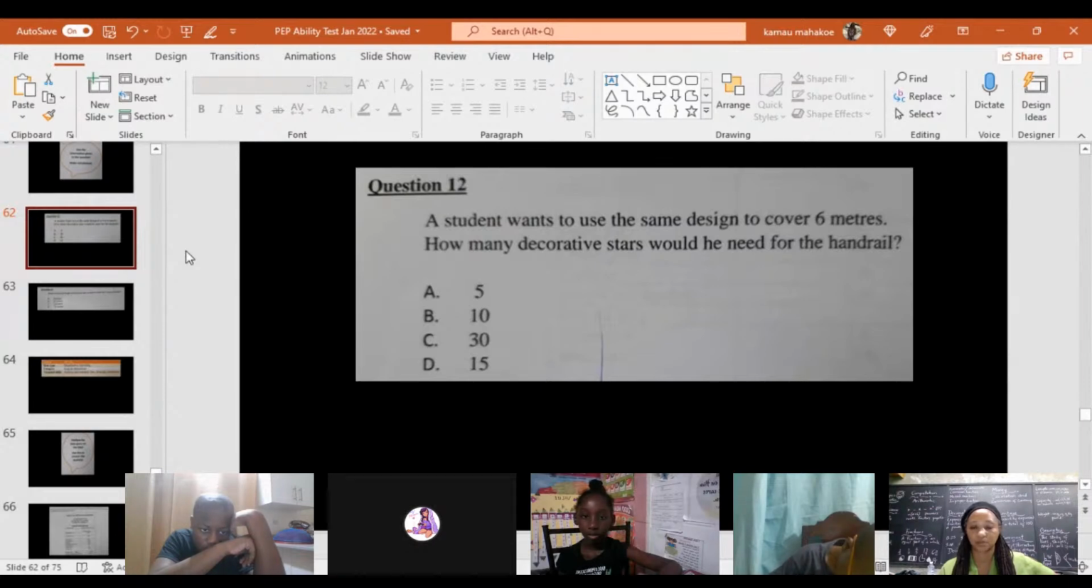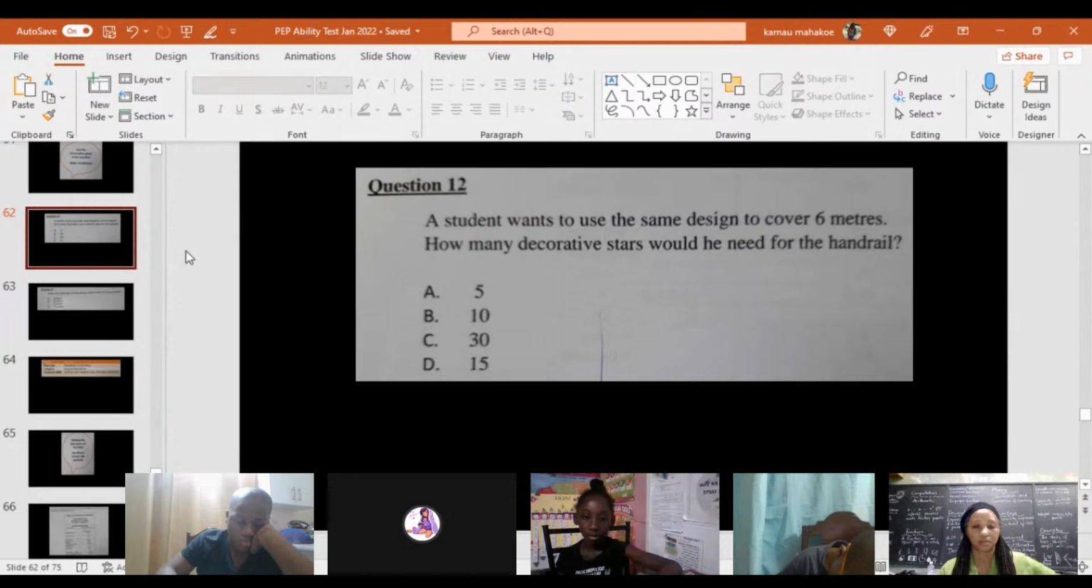Okay. Question 12. A student wants to use the same design to cover 6 meters. How many decorative stars would he need for the handrail? A. 5. B. 10. C. 30. D. 15.